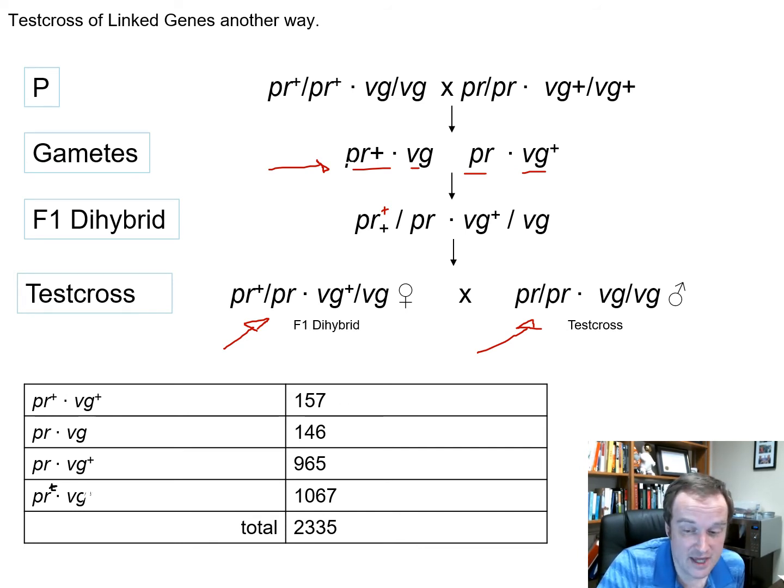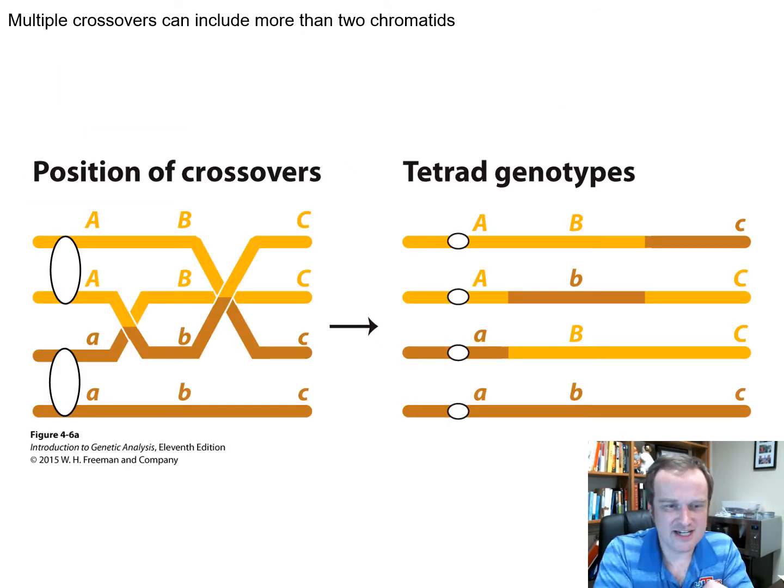So we know from that that they are on the same chromosomes, right? The smaller portions, where we have PR plus VG plus or PR VG, means that in order for those to be on the same chromosome and have a higher portion, there had to be recombination that happened in between them. So what is this recombination that's occurring?